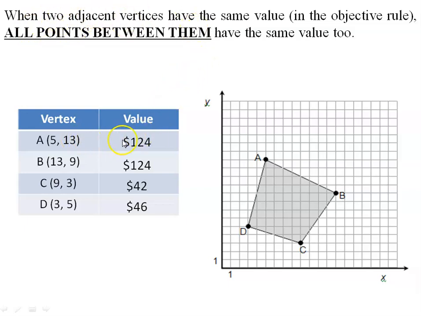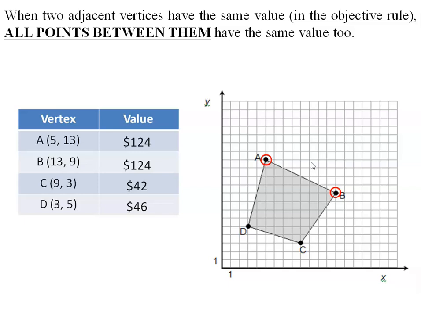So here we found that A and B have the same profit. Graphically, that means here A and here B, those two have the same profit. So if we circle back to this theorem, it says when two adjacent vertices, one next to the other in the polygon, have the same value, all the points between them have the same value. Everything along this line would have a profit of $124 as well.